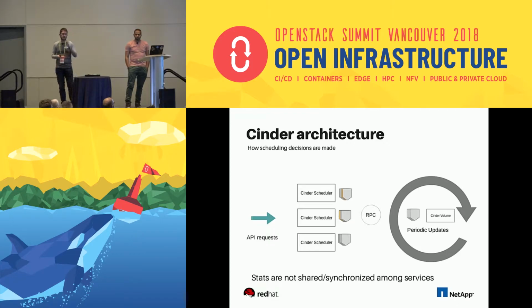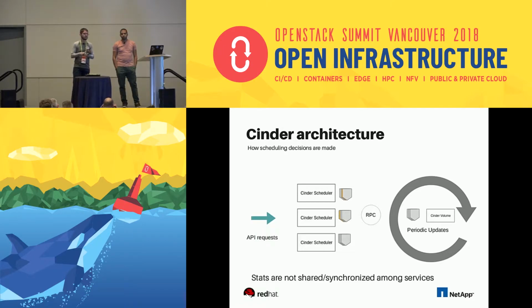Whenever a scheduler gets an API request, it will update its pool with the information. So for example, if a certain pool gets a new volume, it will update with this volume's capacity and so on and so forth. But the one thing to remember is that those different services are not synchronized. Each service will have different information at one time, and they will only get updated once this goes to the Cinder volume, and then it queries the storage, and then it will update all of the Cinder scheduler services.